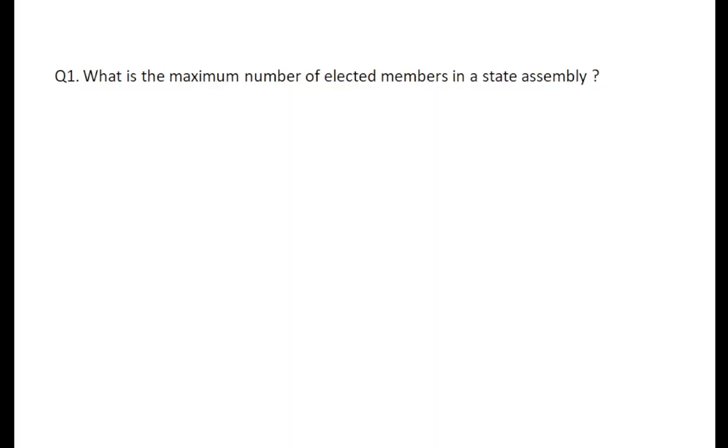What is the maximum number of elected members in a state assembly? 500. Under the Constitution, the residuary power rests with the Union government. Railway is a subject on the Union list.